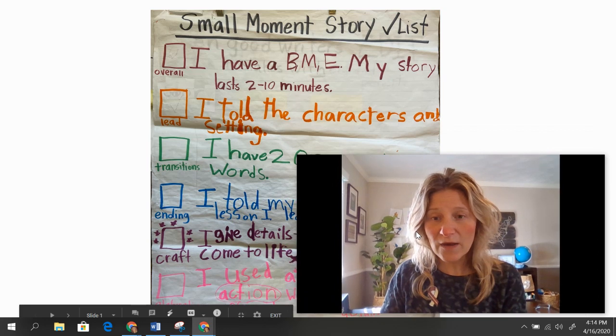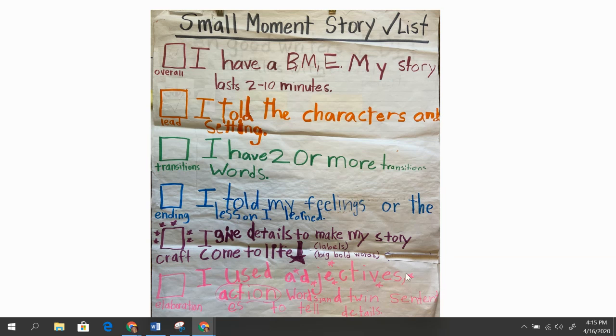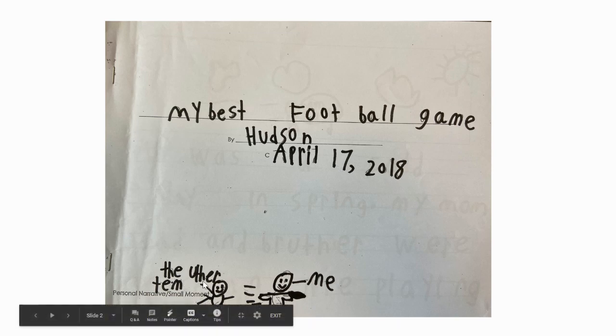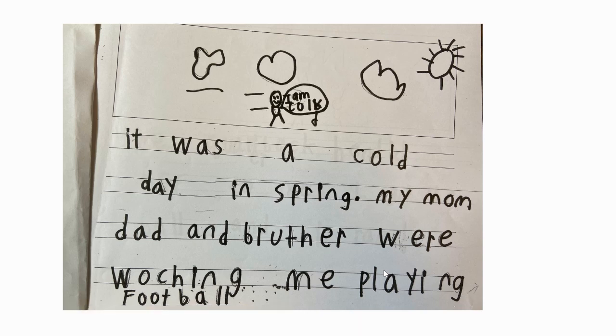Okay, so now what I want to do is share an old story from one of my students. I made my head disappear, but you don't need to see me anymore. This was one of my students named Hudson, and I'm sharing this with you because this is a really great example of a small moment story. It was called My Best Football Game by Hudson, April 17th, 2018. He even put some labels on his front cover, the other team, and then me. And I love his little motion lines to show that he's running.